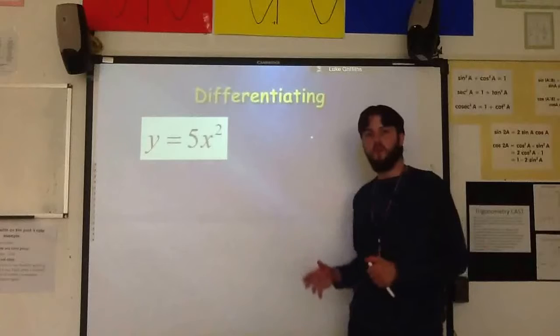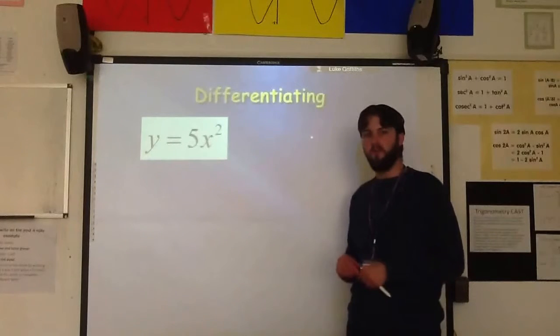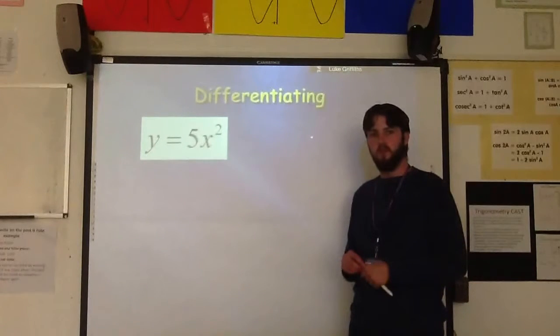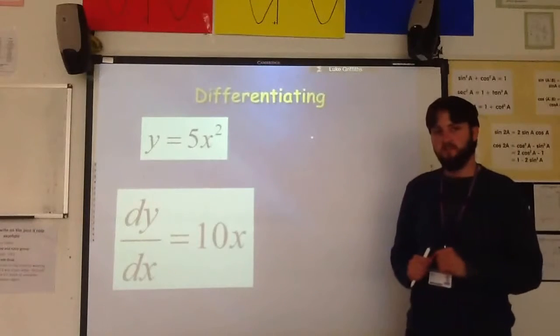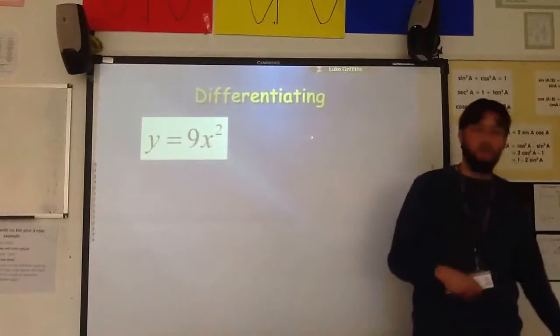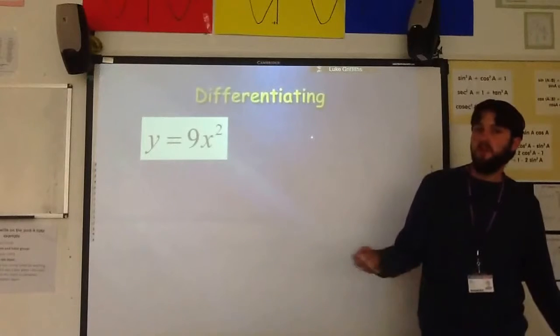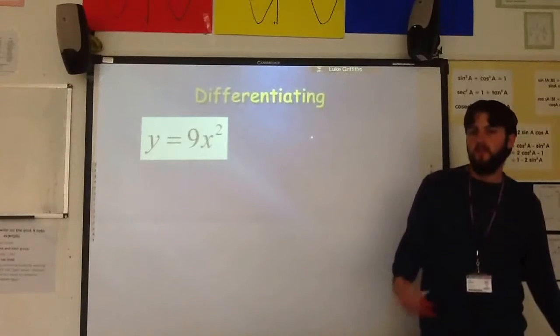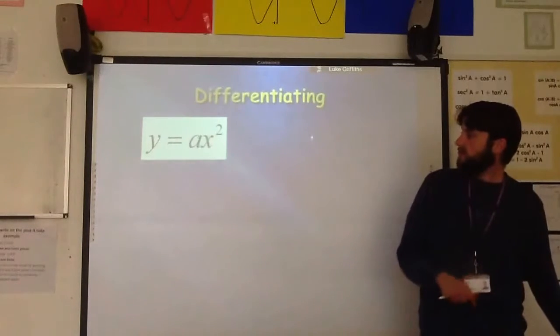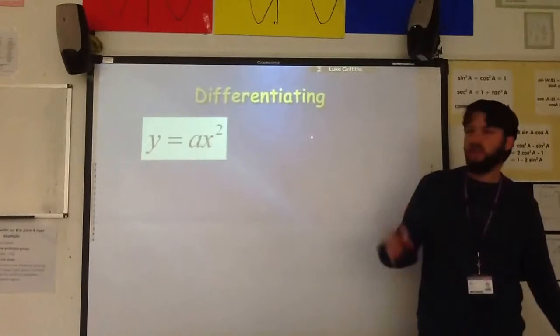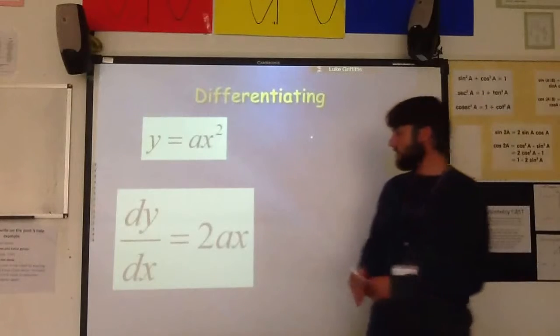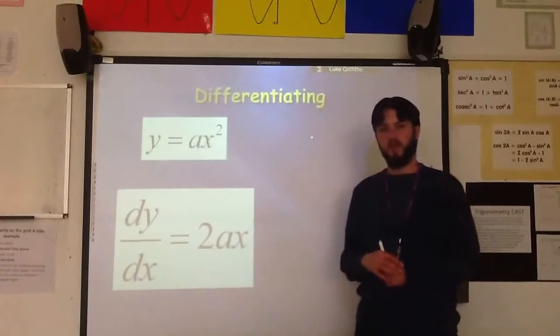So if y is equal to 5x squared, what do we think the gradient function is? Hopefully, you wrote 10x. 9x squared, what do we think it will be? 18x. So any number times by x squared, what's the connection? Well, the connection is that whatever number it is, it's double that number times x.